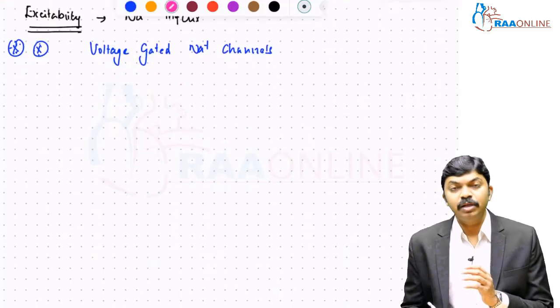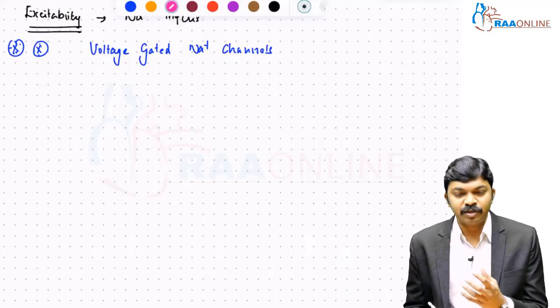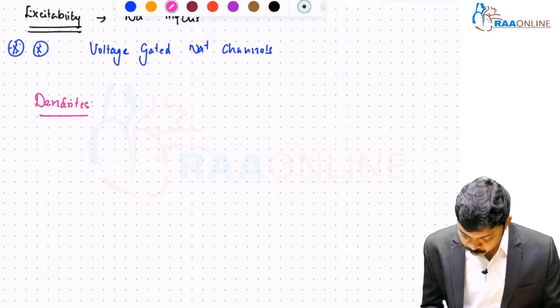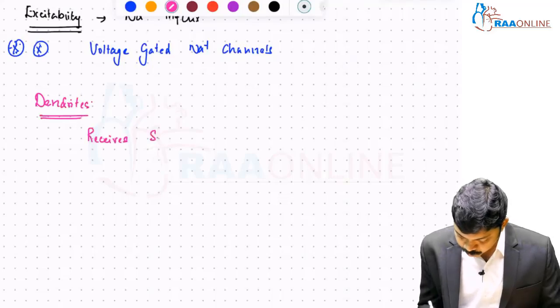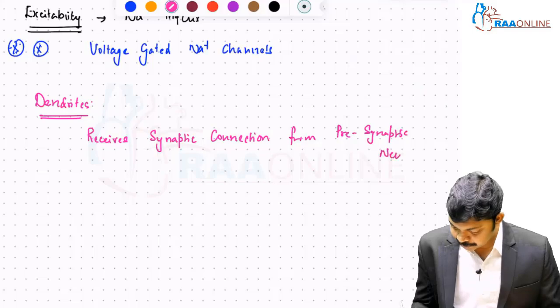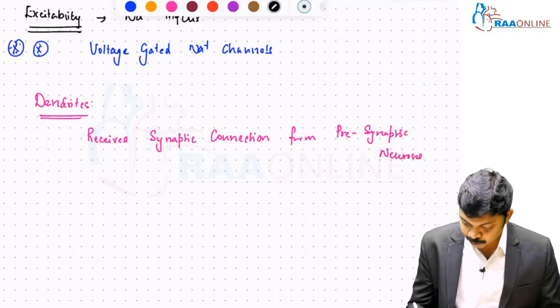Now my friends, let's go on to study each and every structure in a neuron. We begin our discussion with dendrites. Now dendrites are the ones which receive synaptic connections from presynaptic neurons, people. Dendrites receive synaptic connections from presynaptic neurons.